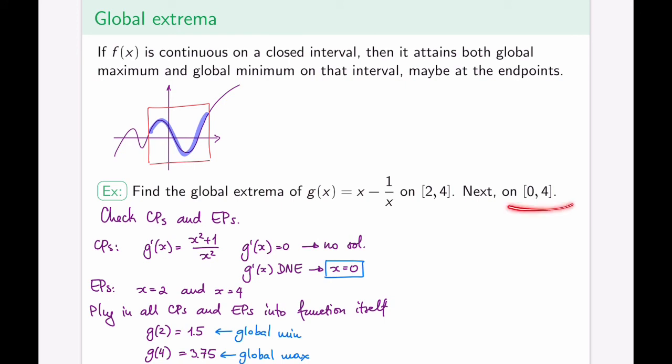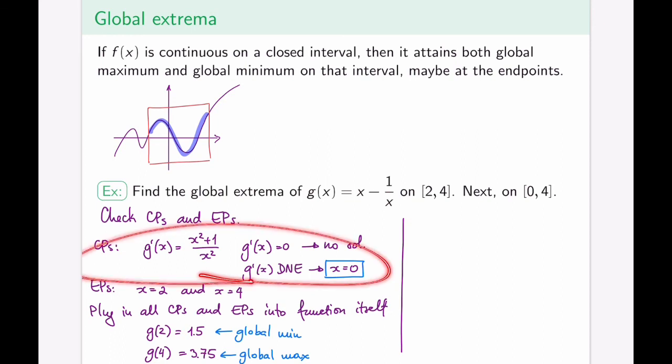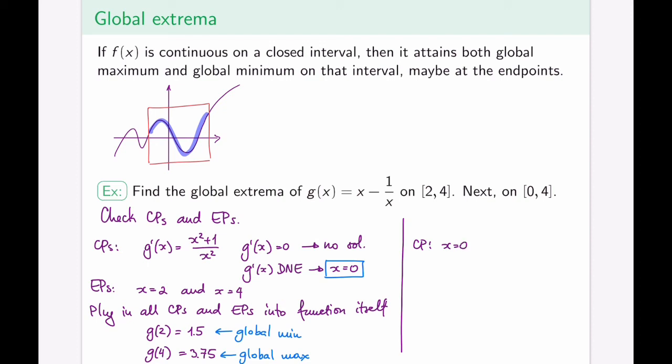What about the second part of this question? What about the interval from 0 to 4? So let's take a look at what happens here. The situation does not change for critical points. I still have 0 as a critical point, except now it's actually in the interval. So for the critical points, x equals 0 will be considered. For the endpoints now, my endpoints of this interval are 0 and 4. So altogether, I have 3 points, but of course 2 of them are repeated. And so therefore, I'm actually only plugging in 2 points, 0 and 4.